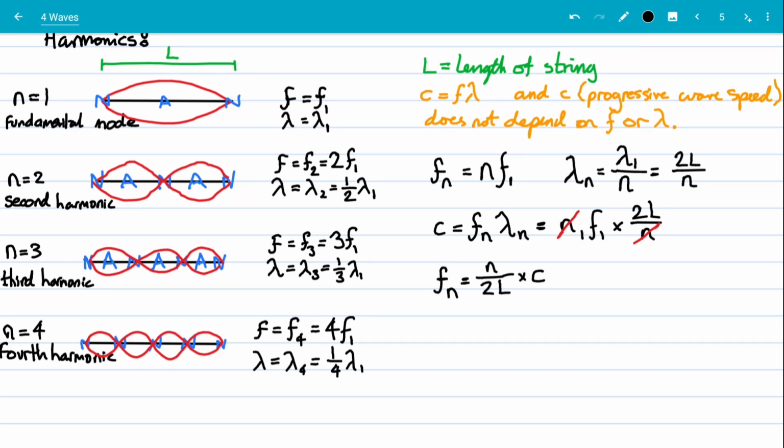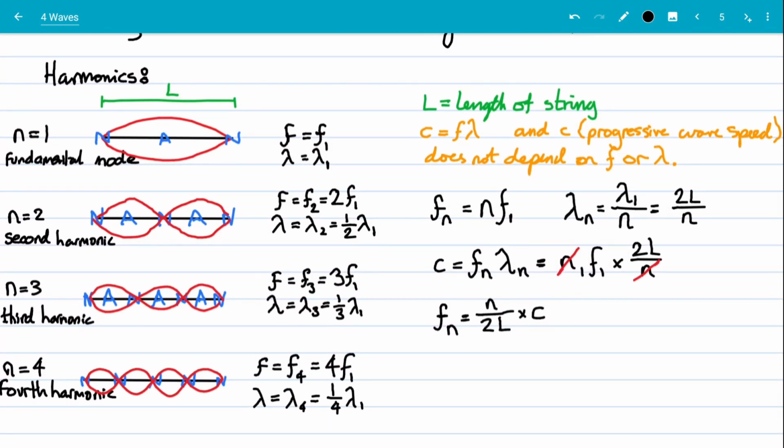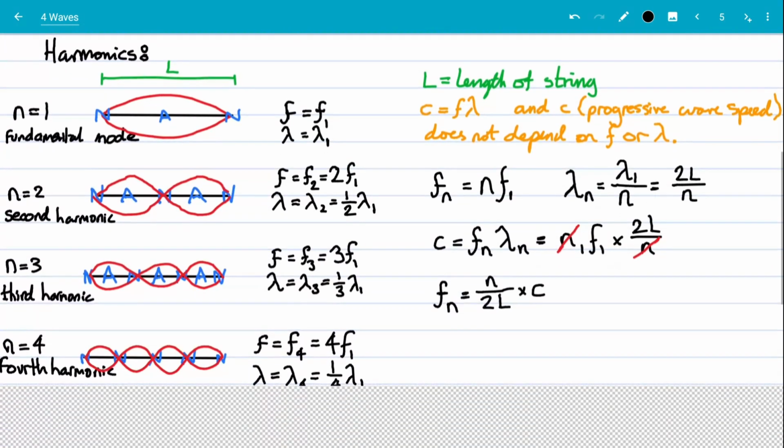Okay. So that is one example of a harmonic series, but that's not the only harmonic series we can get. And for the next couple of minutes, I'm just going to give you another example. So this is waves on a string, and I should probably include that somewhere.